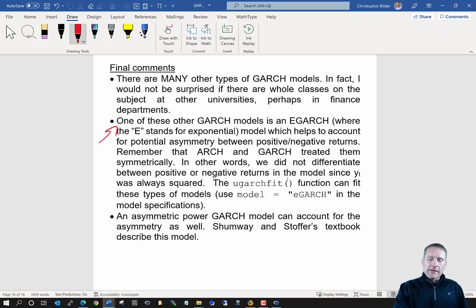Now, as I mentioned before, we're using y squared in our model, so if y can be thought of as a return, we're treating negative returns and positive returns the same. Now, there are GARCH models that are set up to not do that. For example, there are what are called eGARCH models that handle that. There are also asymmetric power GARCH models that handle that too. If you're interested, take a closer look at it. But this concludes our really brief introduction to GARCH models.